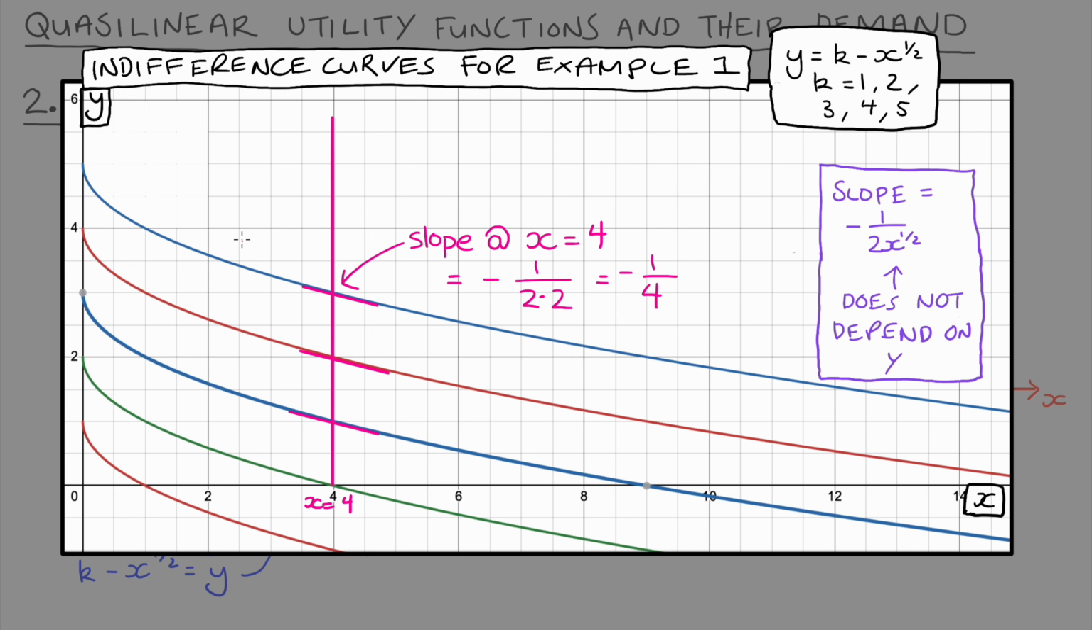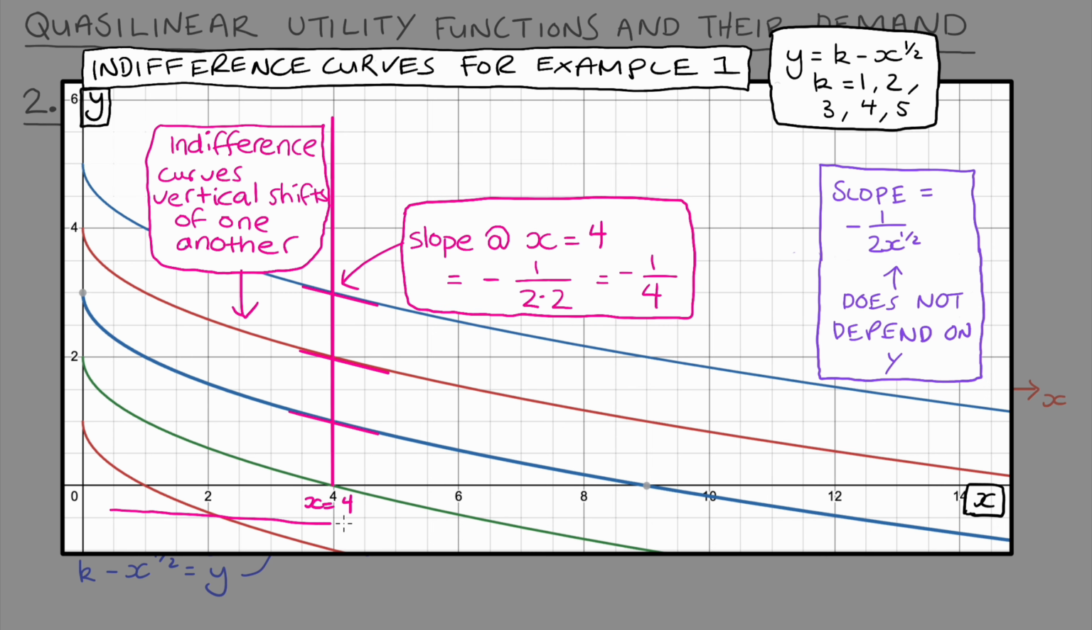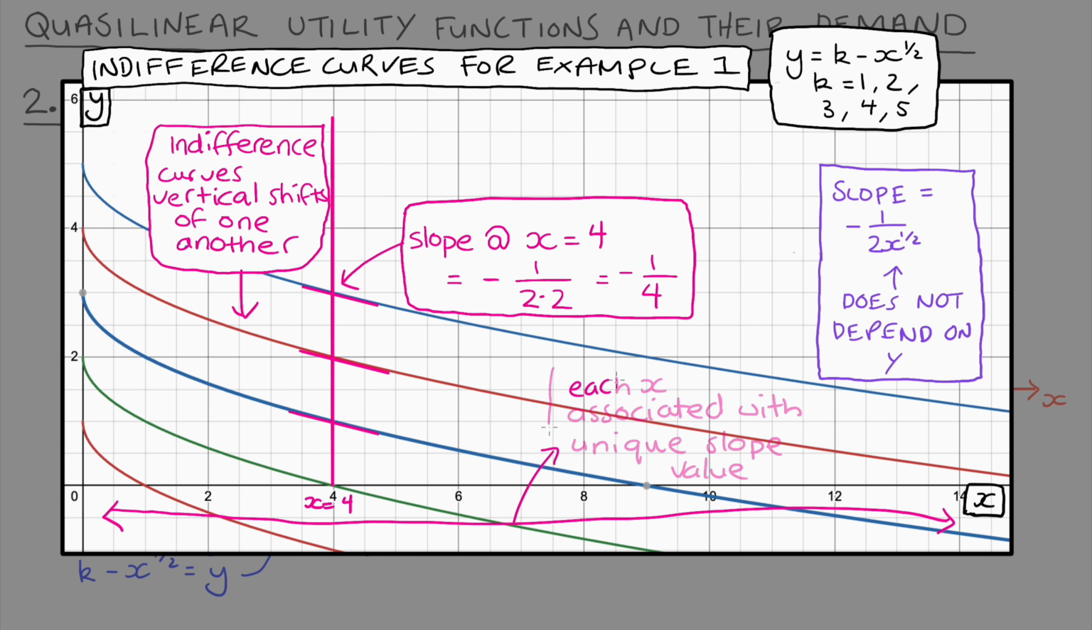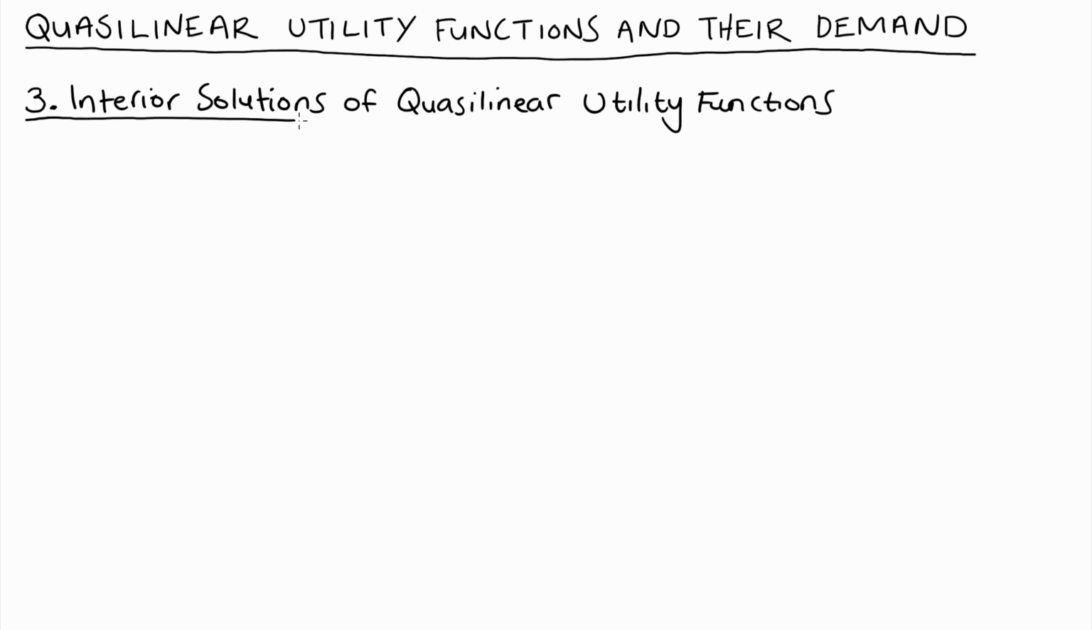So our indifference curves are essentially vertical translates or shifts of one another. They're exactly the same curve. They're just at different heights. Now, another possible way to think about this that might help is that each x value on this horizontal axis is associated with one unique slope value, and this slope value will be true for every indifference curve at that x value. And this actually has consequences for the nature of our interior solutions when we have quasi-linear utility.